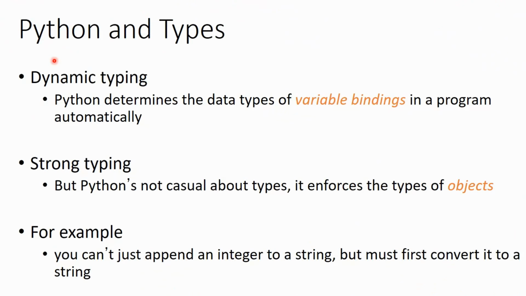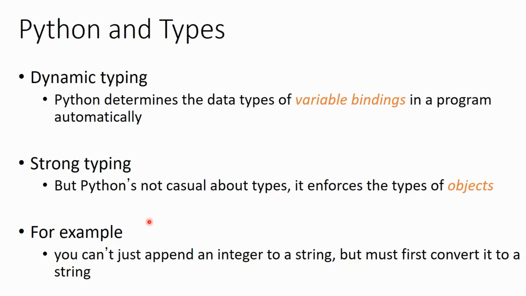So Python types. Python types have two properties. The first one is being dynamic typing, which means that Python determines the data types of variable bindings in a program automatically. And the second property, which means Python is not casual about types, is called strong typing. It enforces the types of objects, by returning an error when there is a problem.